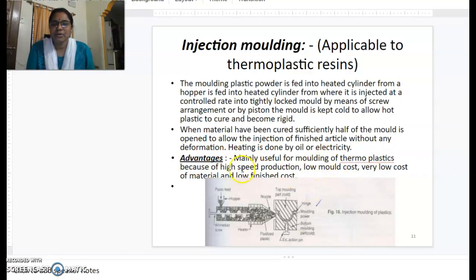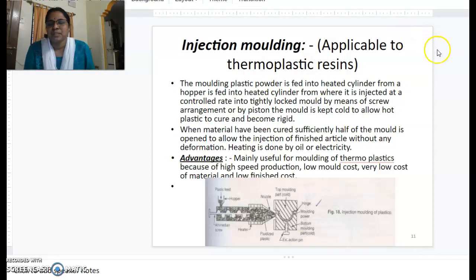So this is about compounding and fabrication of plastics. Once again I tell you, students, in order to prepare the plastic we require the ingredients, which is called compounding, and the fabrication is nothing but the molding process. There are various types of molding techniques, but in our syllabus we have only compression and injection molding, right?